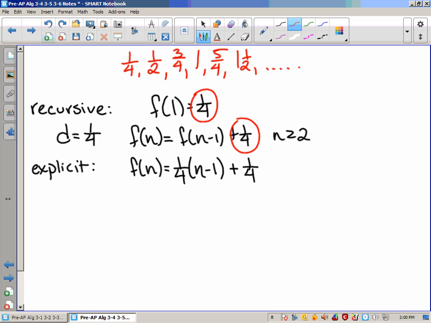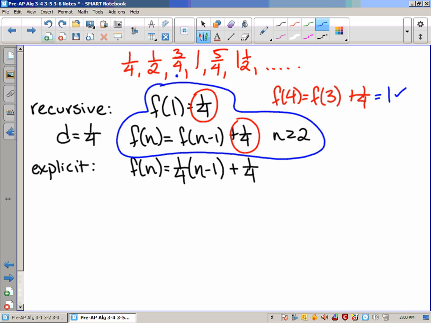So let's double check and make sure our answers are correct. Let's check the recursive rule for f of 4. That would require that I look at f of 3 and then add 1/4 to it. So f of 3 is 3/4, right here. If I add 1/4 to 3/4, will I get 1? I sure do. So that's good. So my recursive rule is good.